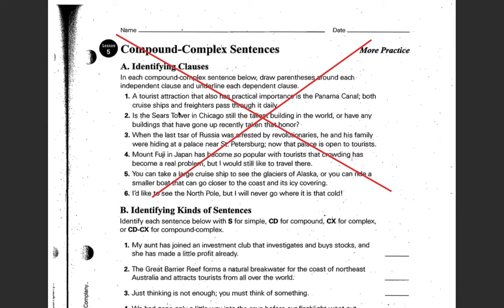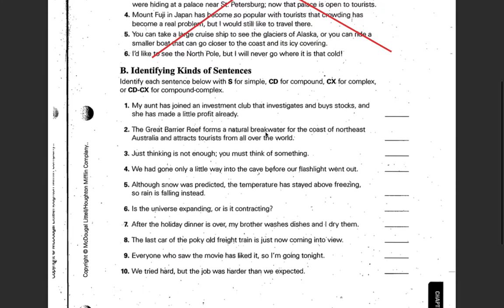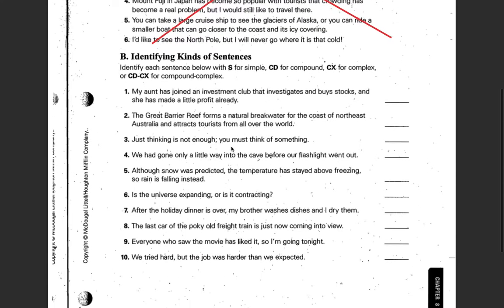On this page, exercise A is also not needed. With exercise B, it's the same as the previous exercise that I showed you. It says identify each sentence below with S for simple, CD for compound, CX for complex, or CD, CX for compound complex sentences. I'm going to show you an example also.